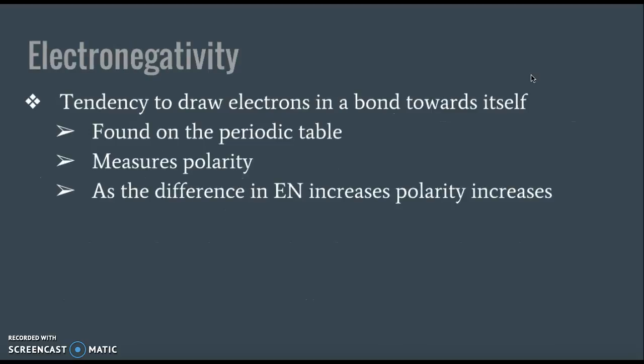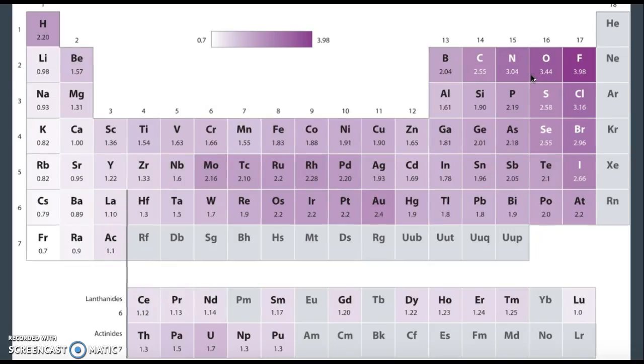Electronegativity is the tendency to draw electrons in a bond towards itself. It's found on the periodic table. It is used to measure polarity, and as the difference in electronegativity increases, so will the polarity. On the periodic table, you will find electronegativity right under the name of the element.